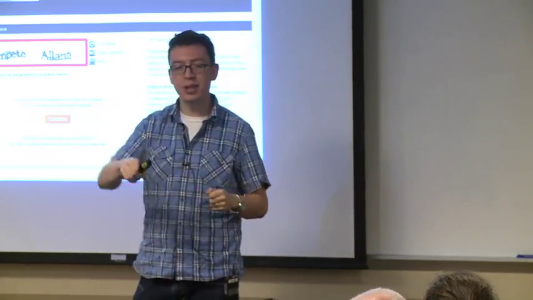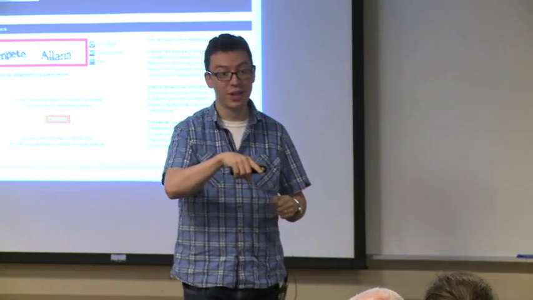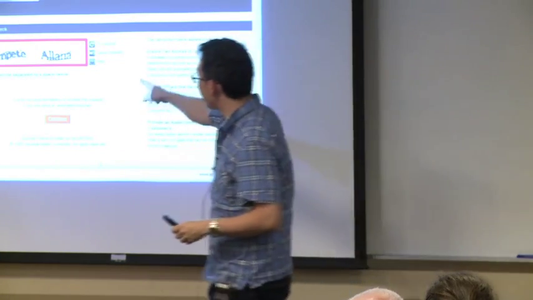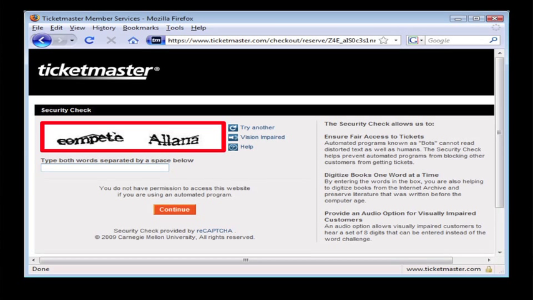So what we're doing now is we're taking all of the words that the computer cannot recognize, and we're getting people to read them for us while they type a captcha on the internet. Okay, so next time you type a captcha, these words that you're typing are actually words that are coming from a book that was digitized that the computer could not recognize. And the thing you're typing, we're using it to help digitize the book.